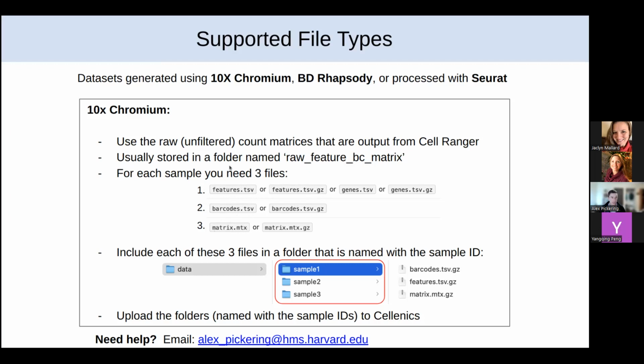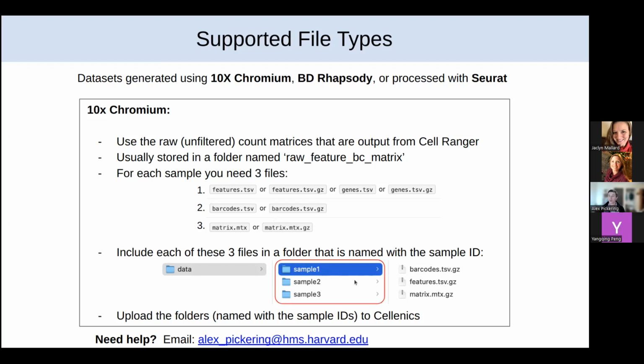So you take these 3 files for your sample and you put them into a folder with the sample name. So here we have sample 1 and we have those 3 files. And you want to make sure that these 3 files don't also include the sample name. Otherwise, Cellenics won't recognize them.